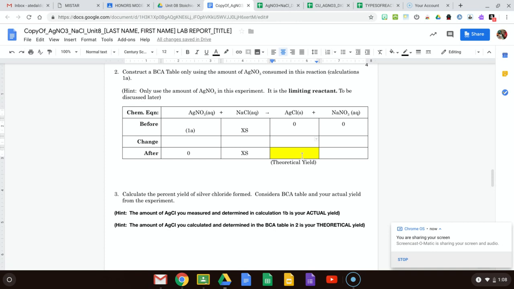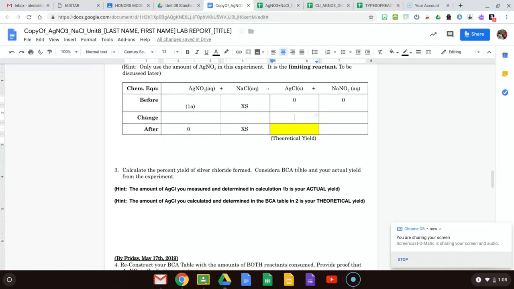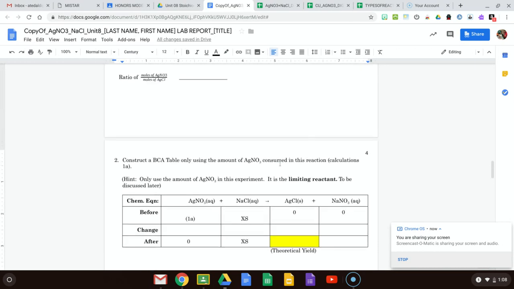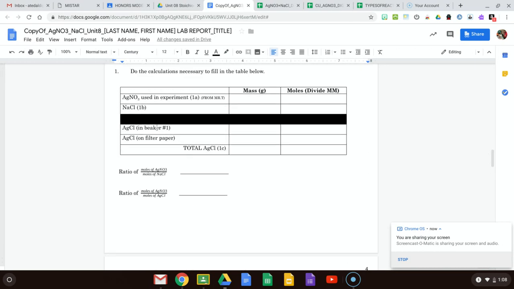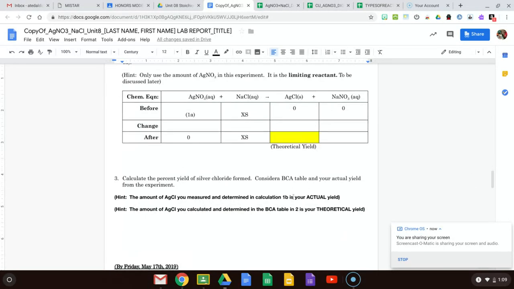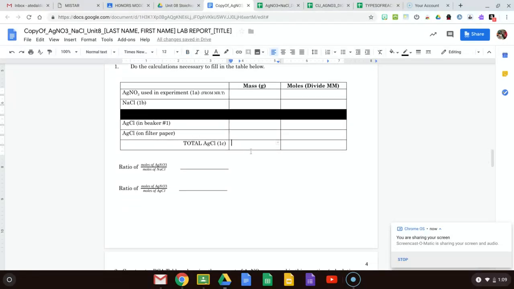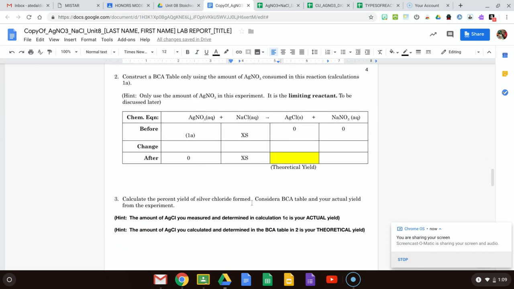And then whatever moles you get here is your theoretical yield. And then I tell you to calculate your percent yield, and I'll have another video to help you out if you forgot. But what you're going to do is the amount of AgCl you measured in 1B, all the way up here, right? Oops, does that say 1B? 1C, my bad. I changed it. So this I call 1C. The amount of AgCl that you have here is your actual yield, okay? That's what you actually got.